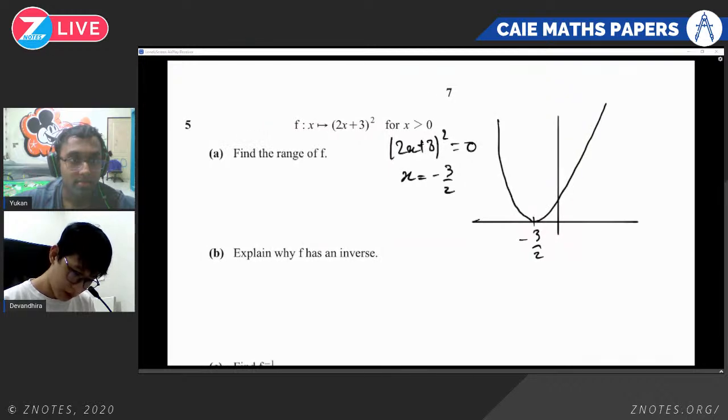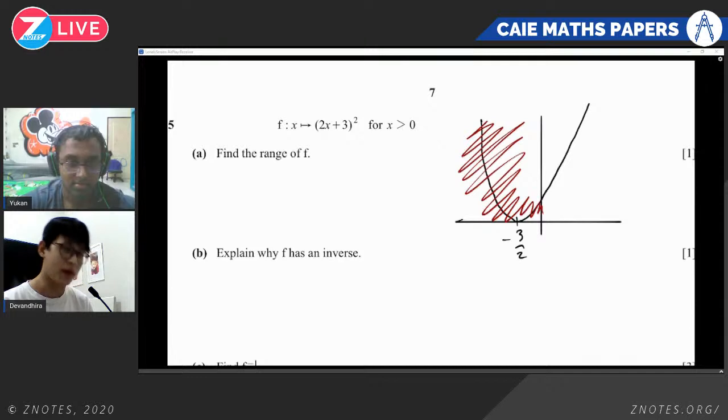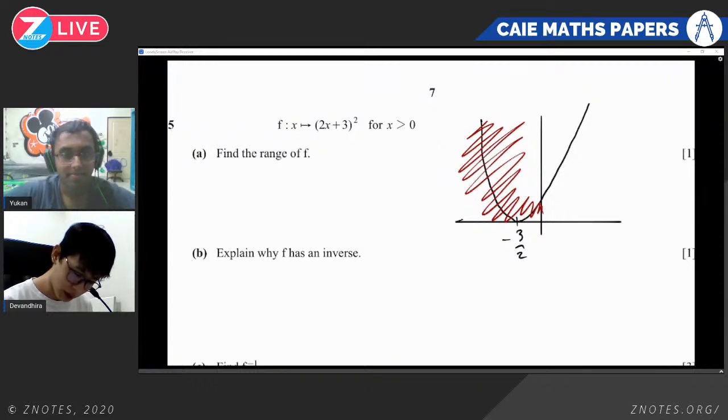So let me just delete this part so it won't be too messy. All right. So based on the question, it says that for x greater than 0, that means we don't have to care about anything behind that, when x is less than 0. Is that correct? That means we only have to care about this part.